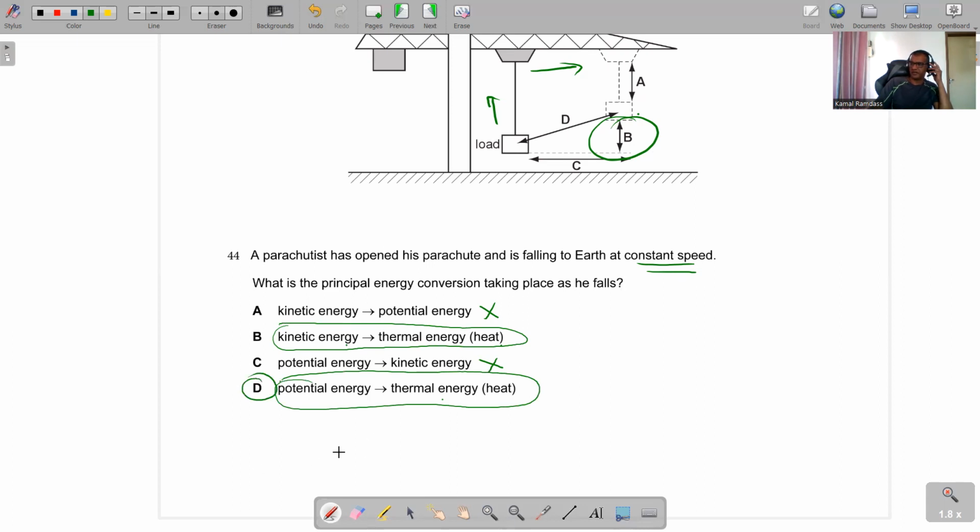Potential energy becomes thermal energy because at constant speed it descends, not in free fall. Kinetic energy cannot become potential energy because potential energy decreases. Kinetic energy cannot become thermal energy because kinetic energy remains constant. Potential energy cannot become kinetic energy because kinetic energy is constant. The loss of potential energy becomes thermal energy.